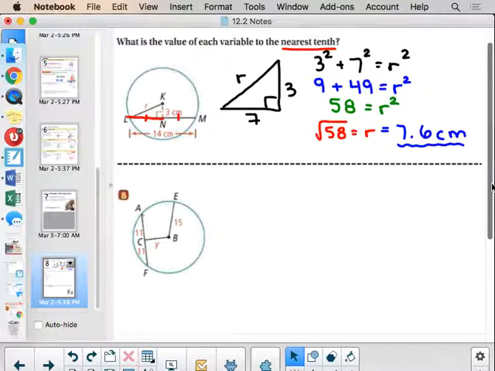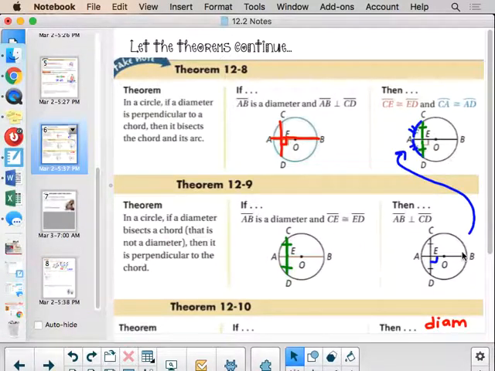observations. Because remember, it's all about which theorem can I use. So I'm seeing that this is 11 and this is 11. And I'm thinking, since that dot is the center, this must be an imaginary diameter, right? All right, so I'm looking at my notes here. I'm like, okay. The diameter bisected the chord. And if the diameter bisected the chord, aha, it's perpendicular to the chord. So we're using this one right here.